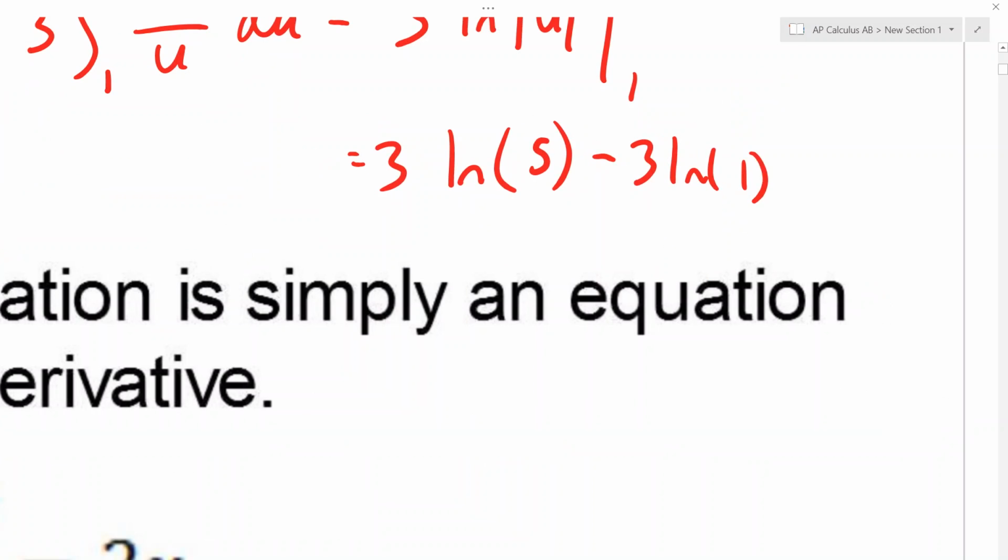3 ln 1. But everybody knows that the ln of 1 is 0. So that just goes away completely. So the answer is 3 ln 5. And if you're feeling super duper frisky, you can make it ln 125. Okay? You make the exponent there. Everybody good on that?